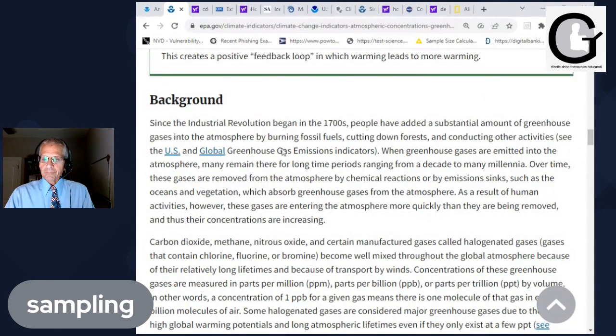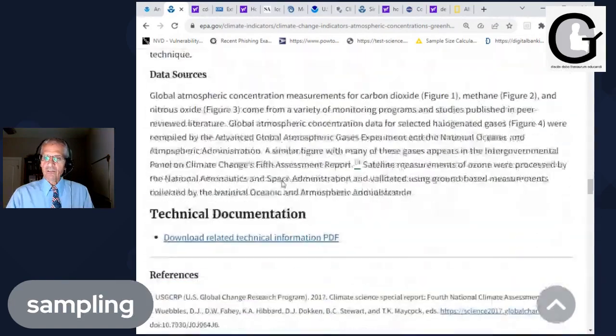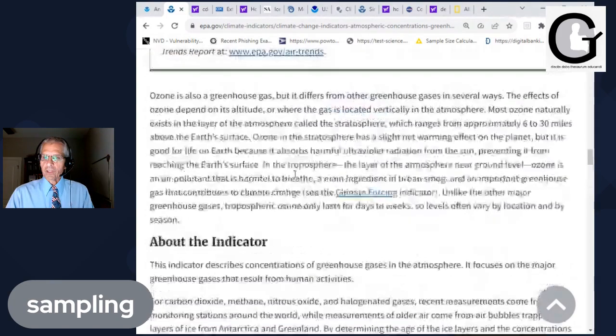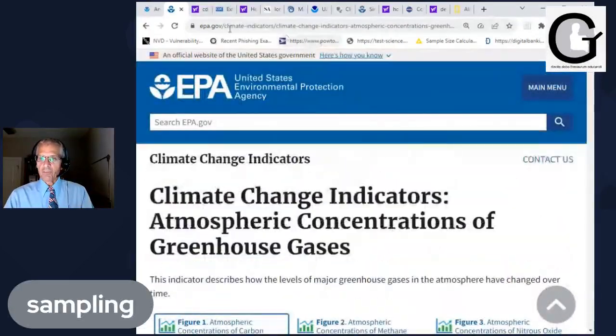So it goes through and tells you different aspects: indicator notes, data sources. Measurements come from a variety of monitoring programs, studies published in peer-reviewed literature, global atmospheric concentration data, satellite, and technical documentation. So all this stuff, it talks about it. You can go to it. It's EPA.gov climate indicators, and you can go from there. So this is what's happening here.